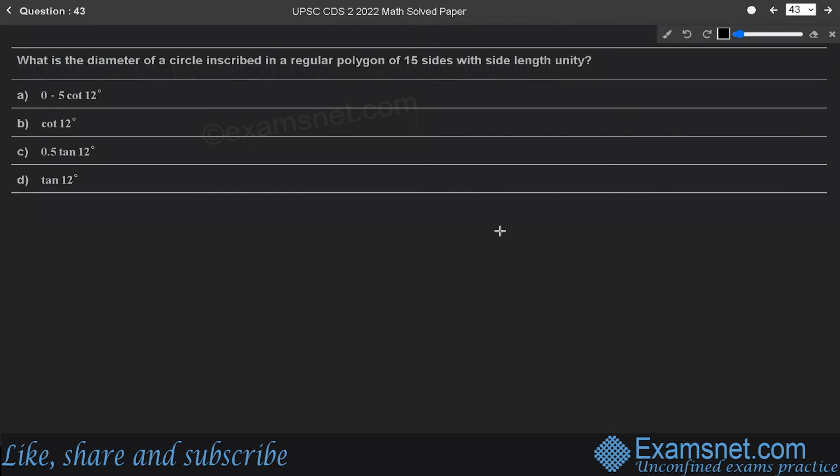Next question is, what is the diameter of a circle inscribed in a regular polygon of 15 sides with side length unity? In the question, it is given that there is a regular polygon. We know that a polygon has all the sides equal. So let us make some sides of the polygon. Let these be the sides of the polygon. All the sides are equal. And a circle is inscribed in a regular polygon, means in this polygon there is a circle which is inscribed. So let this be the circle.